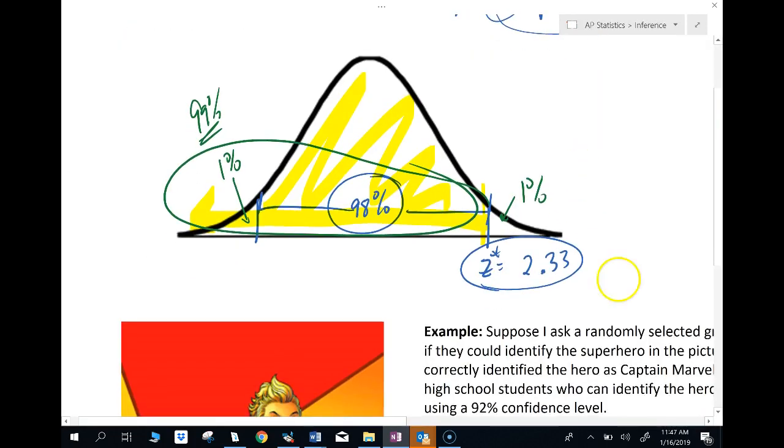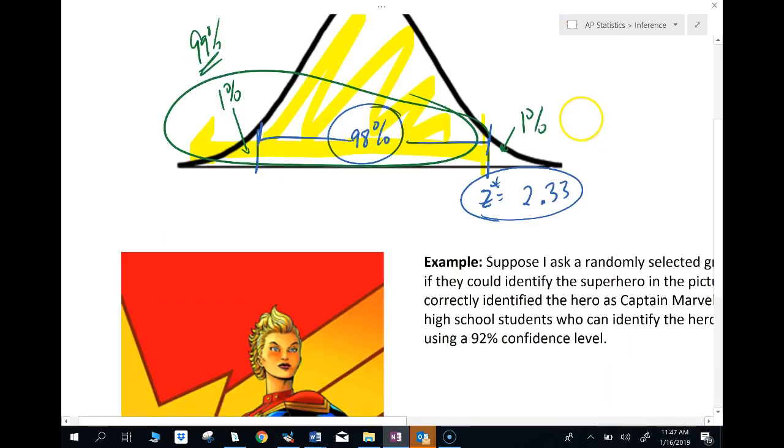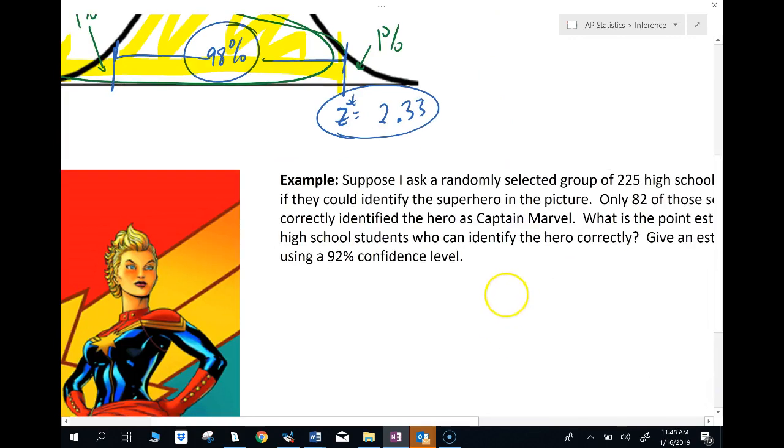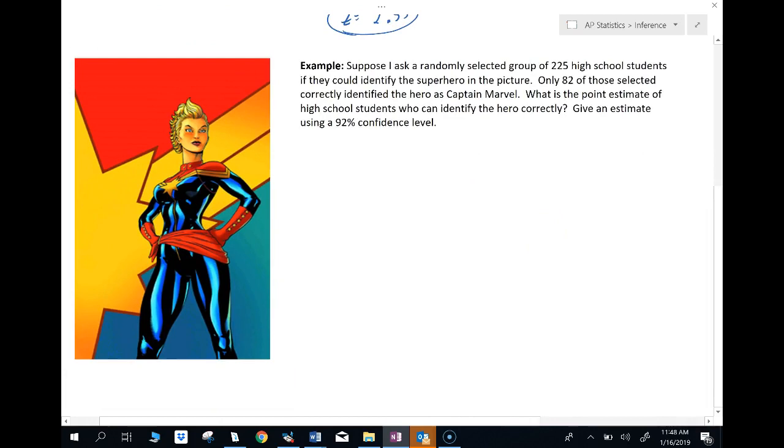All right. If I wanted 94% confident, well, let's do this problem here. All right. So suppose I take a randomly sampled group here. I'm just checking my time here because the bell's going to ring here soon. I don't want the bell to ring.